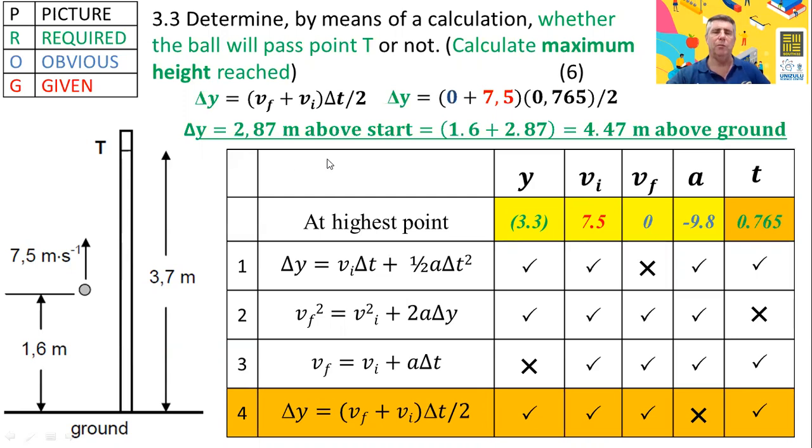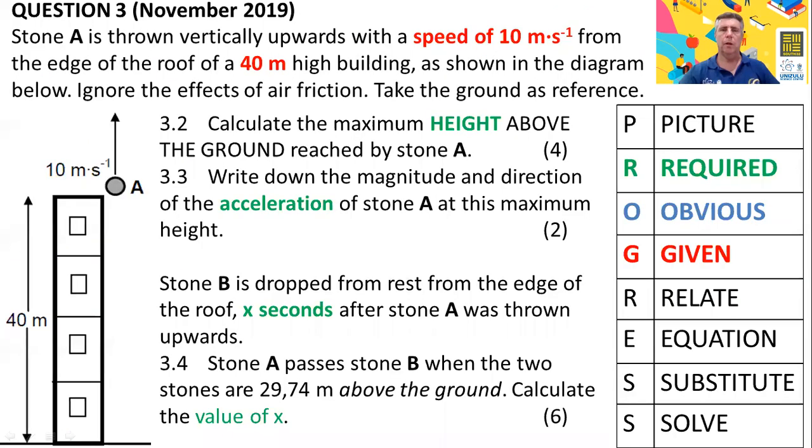But to get the maximum height, the total height, we must add the 1.6 meters from where it started. That gives us a total of 4.47 meters above the ground. So we can confidently say, yes, the ball would pass point T, which is only 3.7 meters above the ground. Now, the November 2019 question was quite challenging compared with November 2018. Let's have a look at it.